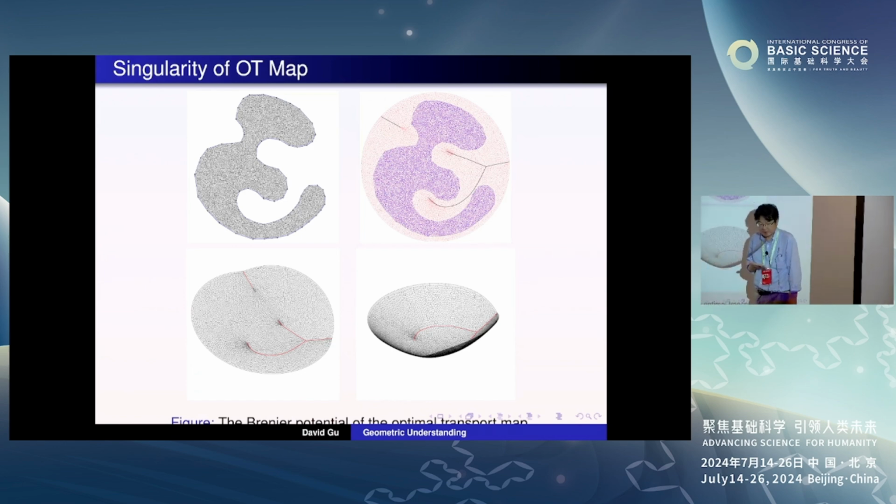So the gradient is not well defined. Therefore, this gives you the singularity set. The existence of a singularity set means the OT map is not continuous. But we know a deep neural network can only represent continuous maps. So there's a big conflict there, right? We try to learn something we cannot represent. Then the whole process cannot converge, or converges to the wrong answer, right?